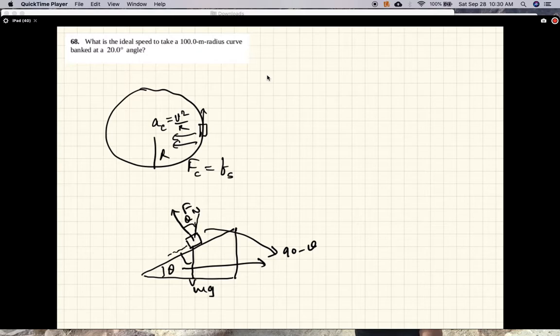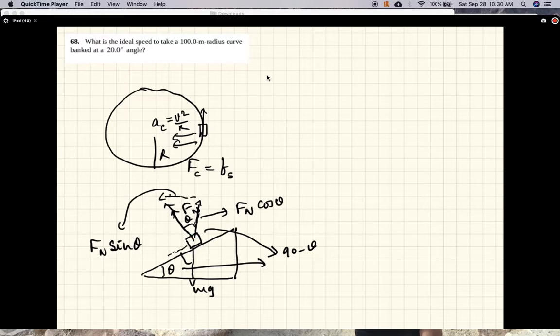Now what's happening is this component of the normal force, Fn cosine theta, is balancing the weight, and this component of the normal force, Fn sine theta, provides the centripetal force. If you go at the right speed, and that component of the normal force is enough to provide the centripetal force, that's the right banking.